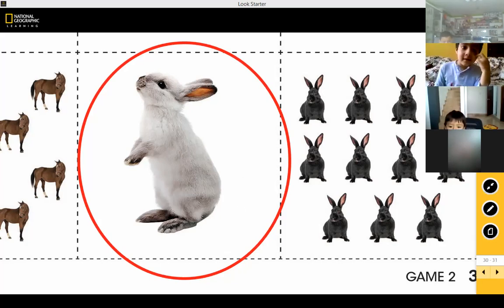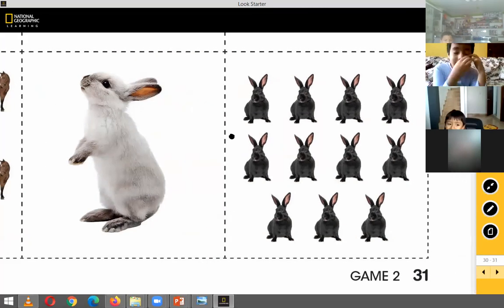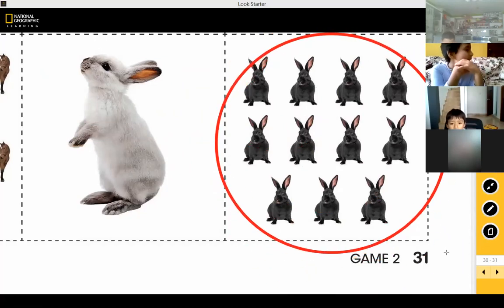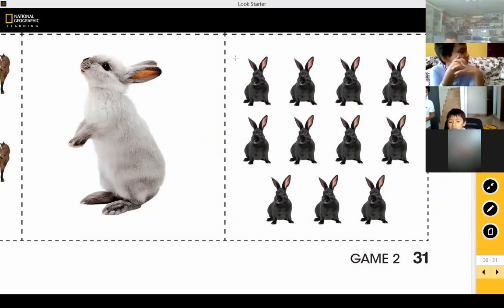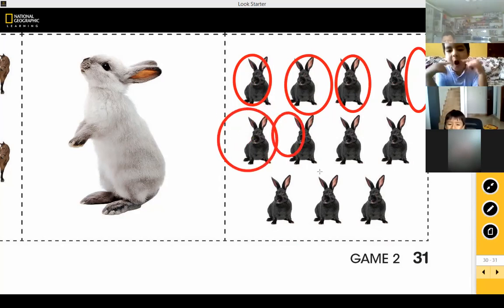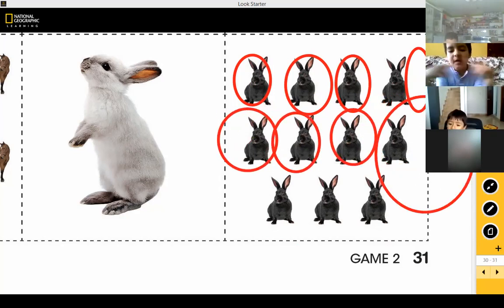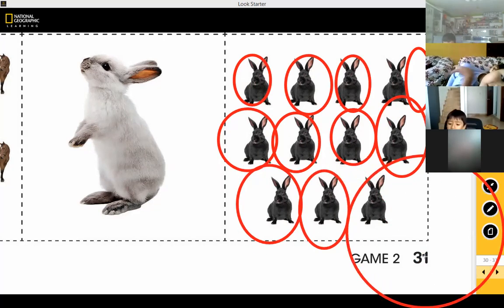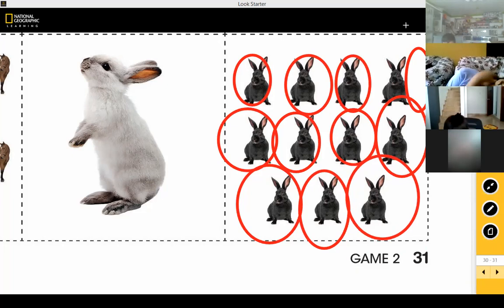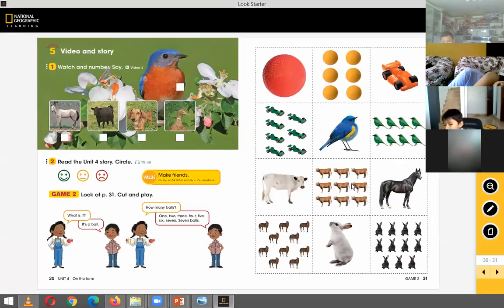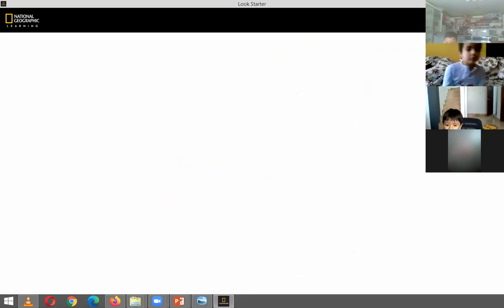It's a rabbit. Excellent. Rabbit. Answer please, Iram. How many rabbits? Let's count. Contemos juntos. One, two, four, five, six, seven, eight, nine, ten, eleven. Excellent. 11 rabbits. Very good.